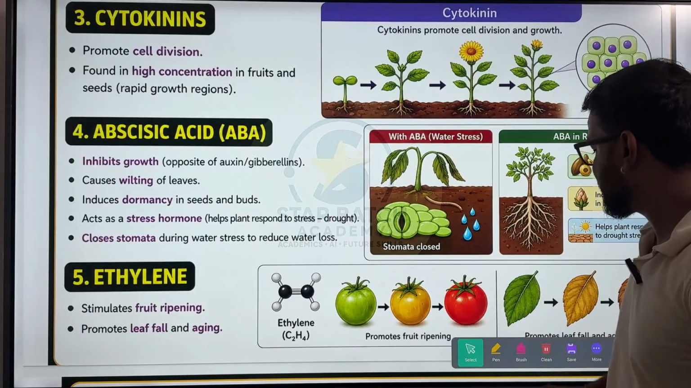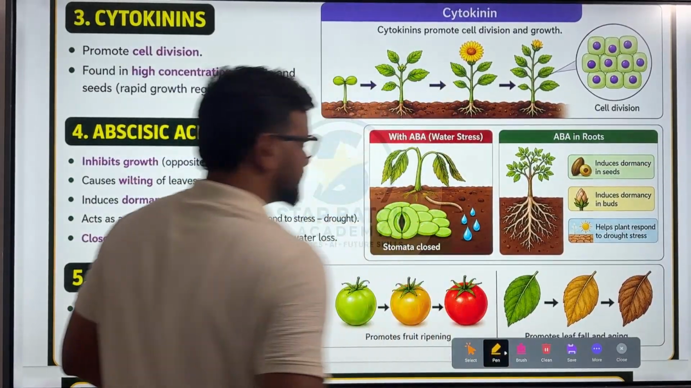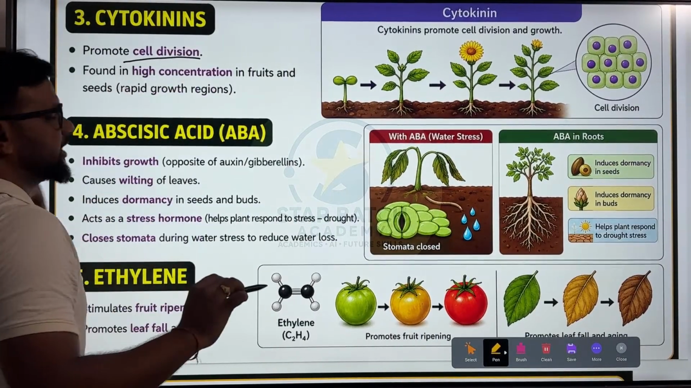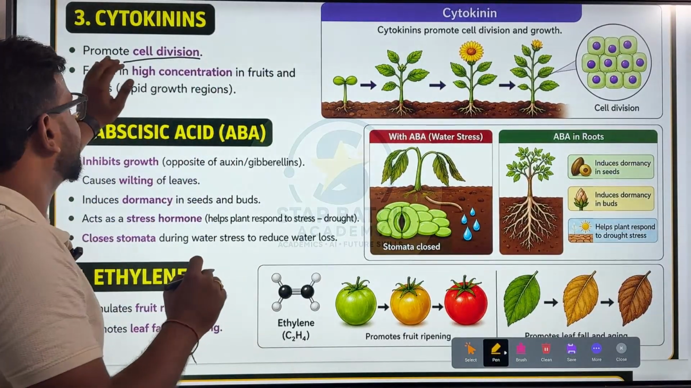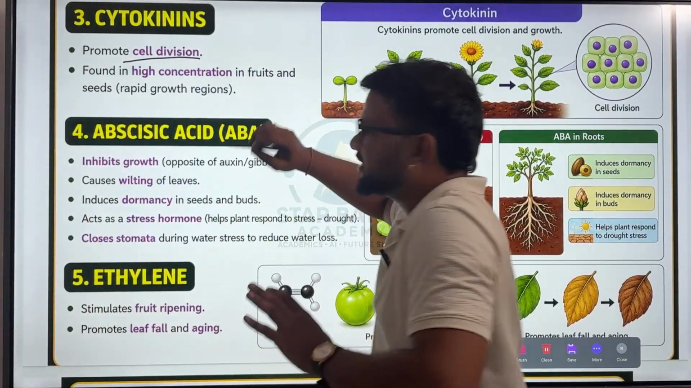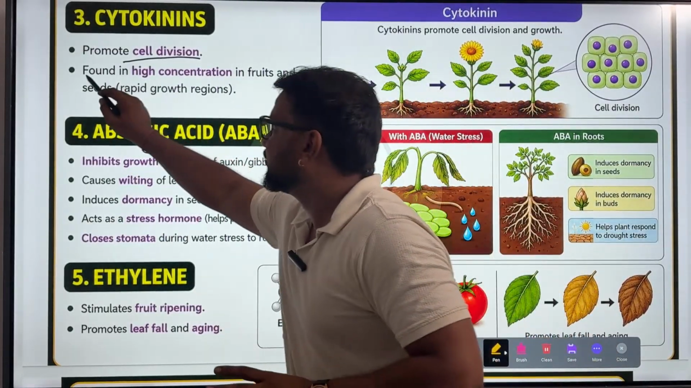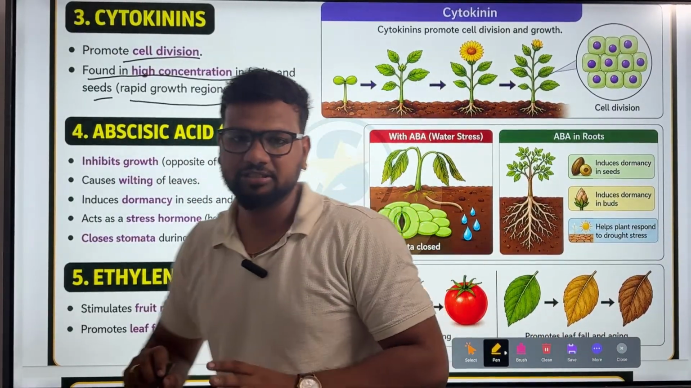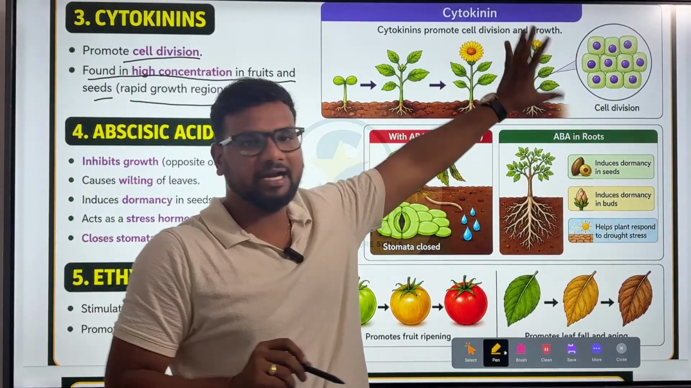Cytokinins. So what are cytokinins? See, cytokinins promote cell division. We have seen cell elongation in auxin. Here we are seeing cell division. See, cytokinins means cell division, cell division. Okay. They are found in high concentration in fruits, seeds, and rapidly growing regions. So cytokinin promotes cell division and growth.